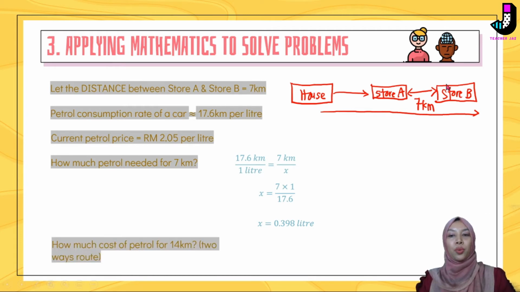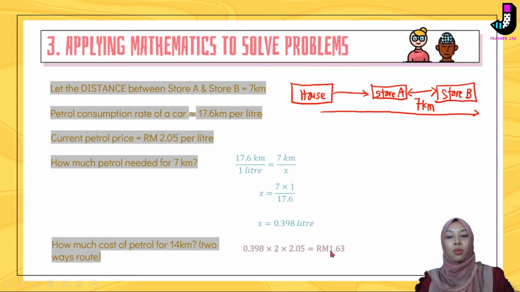So here you have to consider two ways route, because nak pergi balik. Okay, so that's why kena consider sebagai 14 km. 7 km pergi ke store B, and then patah balik ke store A ni 7 km lagi. Okay, so that's why the formula will be 0.398, okay, this one, times 2, because it is 14 km, times with the current petrol price, that is RM2.05.